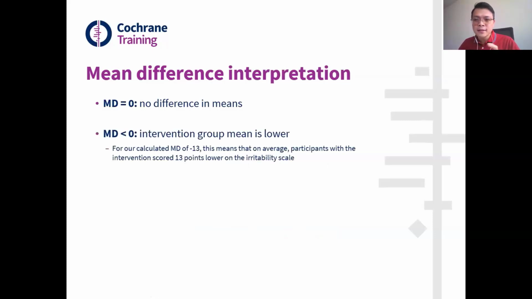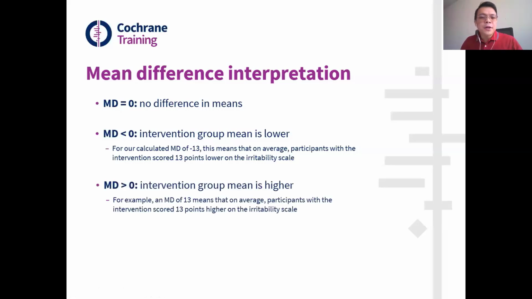A mean difference of less than 0, or a negative mean difference, means that the intervention group mean is lower. So for our example, we got a mean difference of minus 13. This means that on average, the participants with the intervention scored 13 points lower on the irritability scale. And a mean difference of greater than 0 means that the intervention group mean is higher. So hypothetically, if we obtained a mean difference of 13, it means that the intervention group scored 13 points higher on the irritability scale.